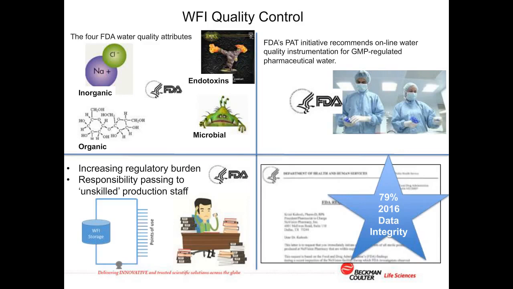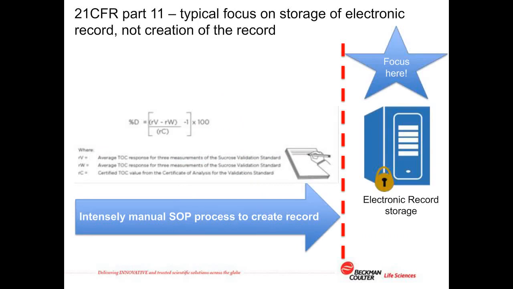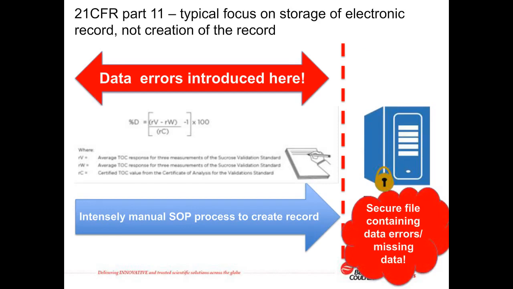A recent report indicates that 79% of the FDA's 483 warning letters issued in 2016 cite data integrity. Poor data integrity may lead the FDA to call for a product recall. 20 years after the original FDA 21 CFR Part 11 guidance was issued, industry remains focused on ensuring the integrity of the final record. However, many processes leading up to the creation of the electronic record itself remain intensely manual and paper-based, leading to the opportunity for people to make errors in the creation of the electronic record or even to leave gaps in the data.